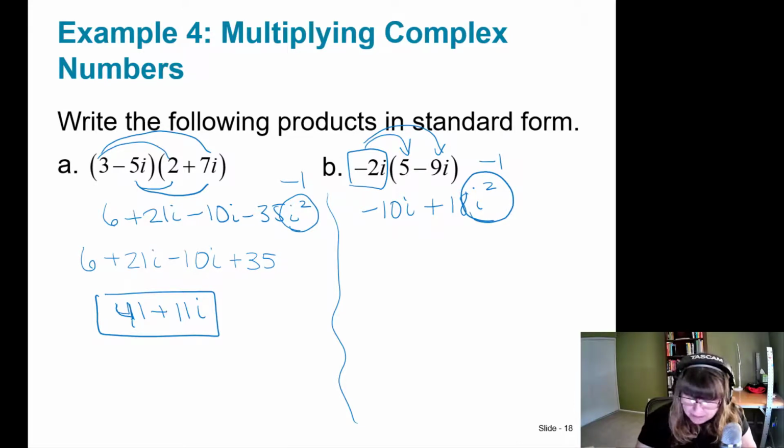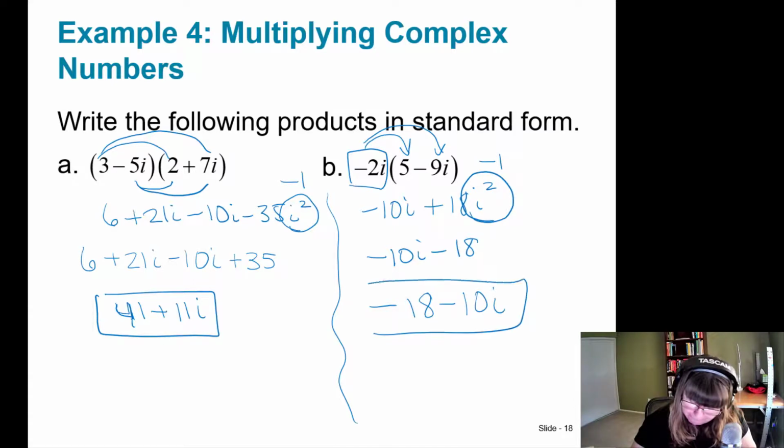So a positive 18 times a -1 is a -18. But this is not in standard form. The imaginary part does not come first in standard form. The real part comes first. So -18 minus 10i would be our answer.